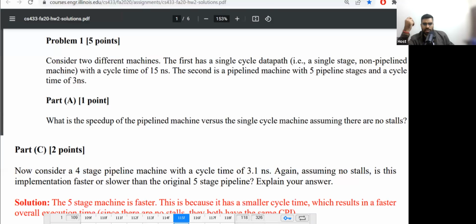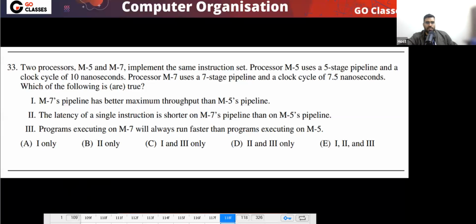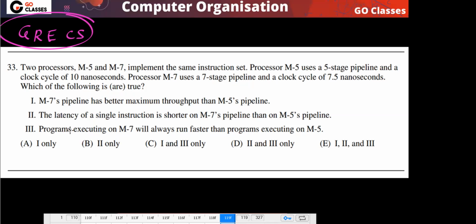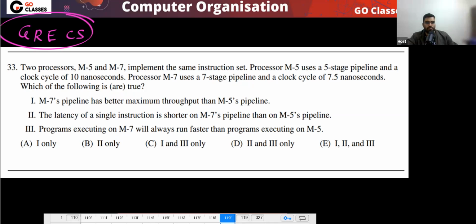Okay, let's move on. This is a GRE computer science question. This is a very nice question. Can you tell me the answer?